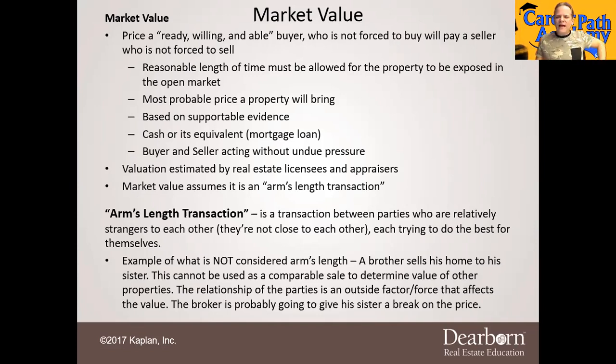There's no outside factors that are affecting the value of this sale. That's what this whole list is that we went over here. And then in addition, the parties involved in the transaction aren't of a relation to each other. Because if they are, you can't really use that property as a comparable, because there was something that could have affected its value. So an example of an arm's length transaction, brother sells the home to his sister.